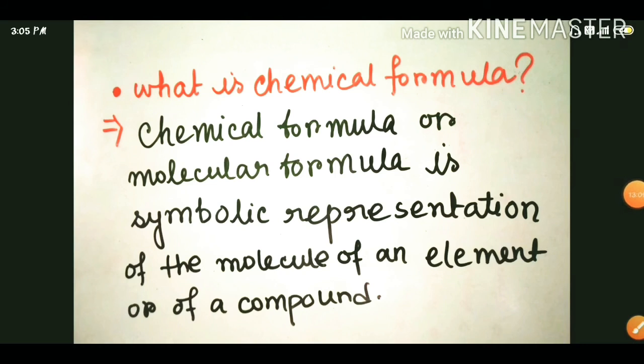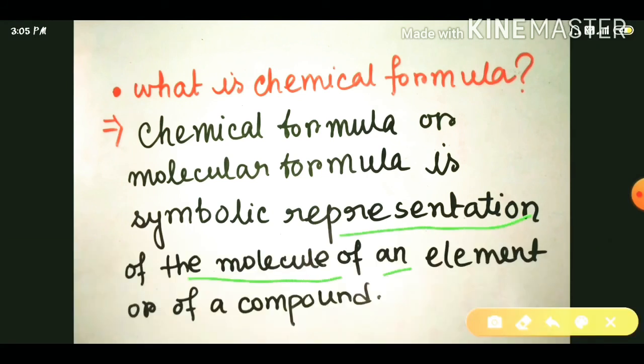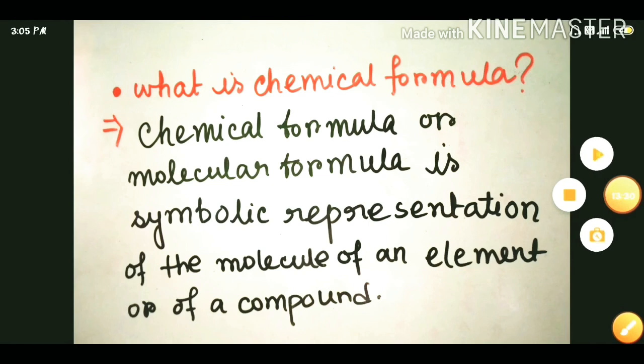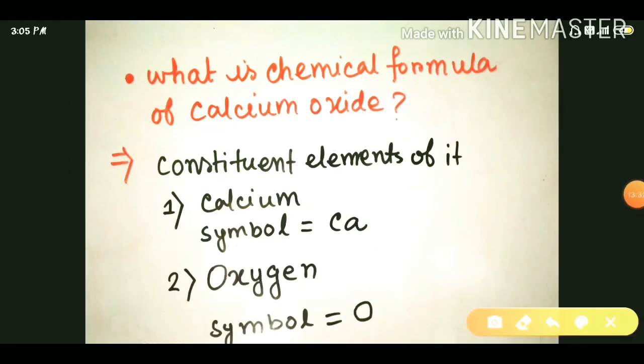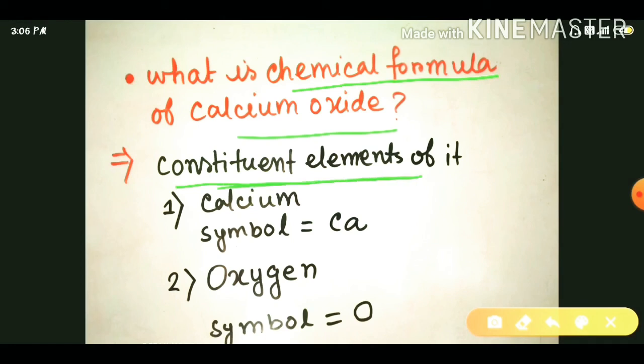Also, we can say a chemical formula or molecular formula is a symbolic representation of a molecule of an element or of a compound, right? Symbolic representation. Let's clear this. What actually happens with this? What is a chemical formula? Okay. In the first definition, what do we learn? We learn that it represents the constituent elements in symbolic representation, right?